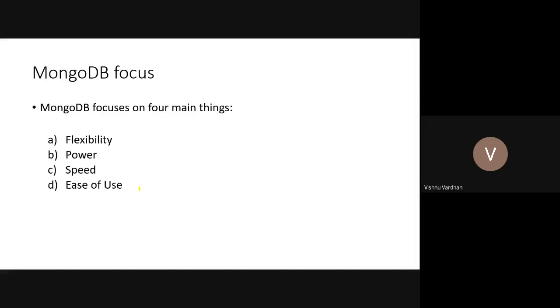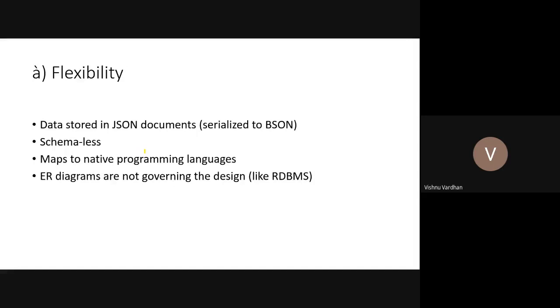MongoDB focuses on four main things. The first one is flexibility, the second one is power, the third one is speed, and the fourth one is ease of use. We will see how these are actually used in MongoDB. First one is flexibility. Flexibility means the data is stored in JSON documents.